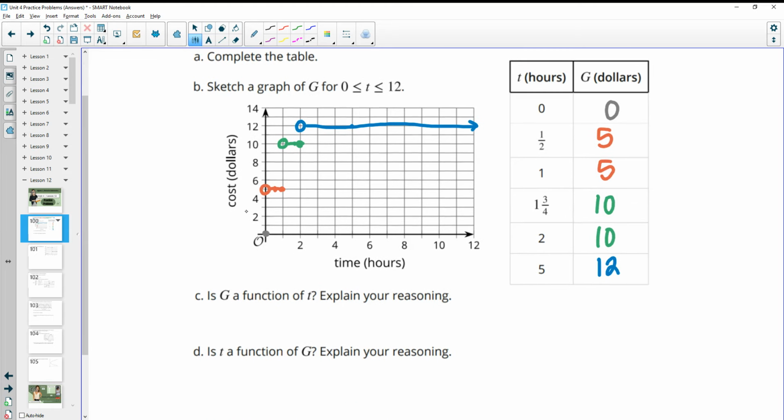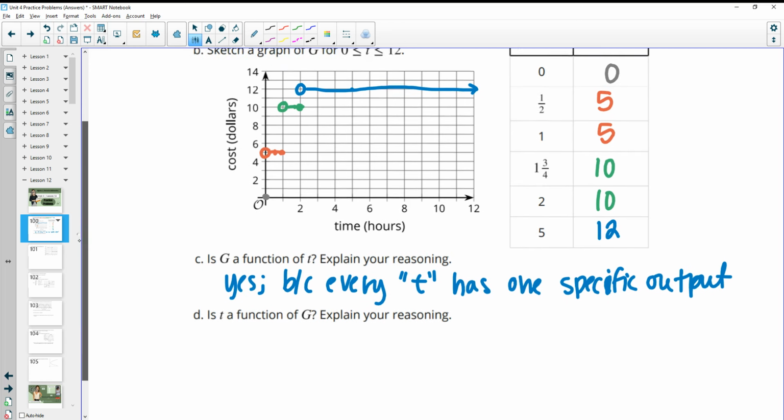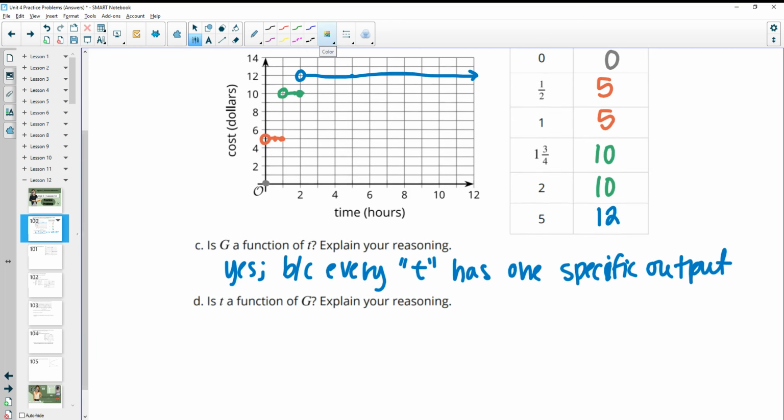So is G a function of T? And that would be yes, because every time value, every T has one specific output. So every T value that we put in here goes to one specific cost.